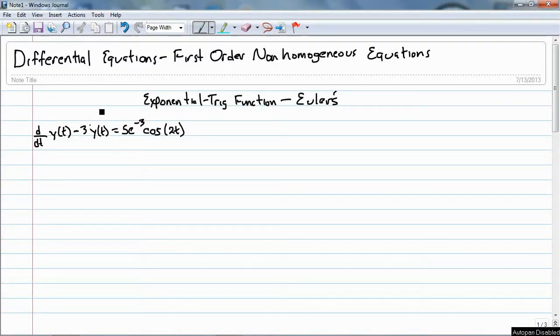In this lesson, we're going to solve the same differential equation as the previous video, but we're going to be using Euler's relationship or Euler's formula to do this.